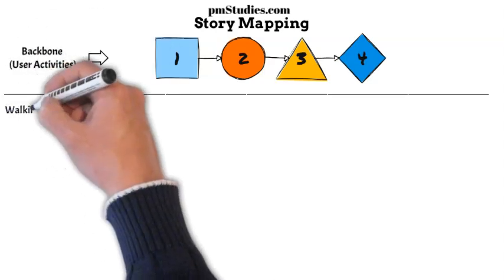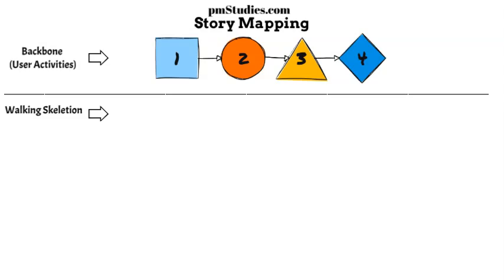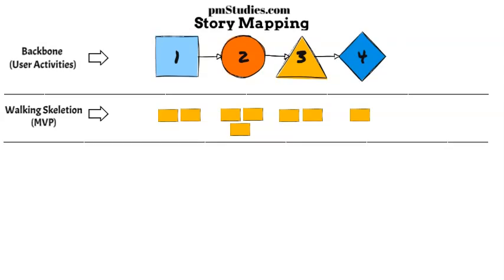We'll then define the walking skeleton on the subsequent row, comprising stories that detail the bare minimum product functionality necessary to satisfy the customer's fundamental needs. The contents of this walking skeleton are guided by the end user's perception of a minimum viable product, MVP. These will be delivered on the first release of the product.